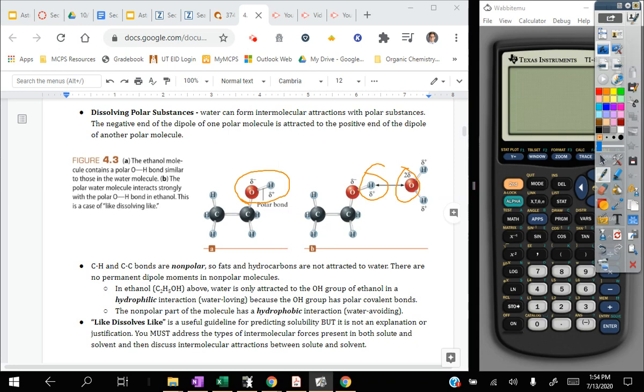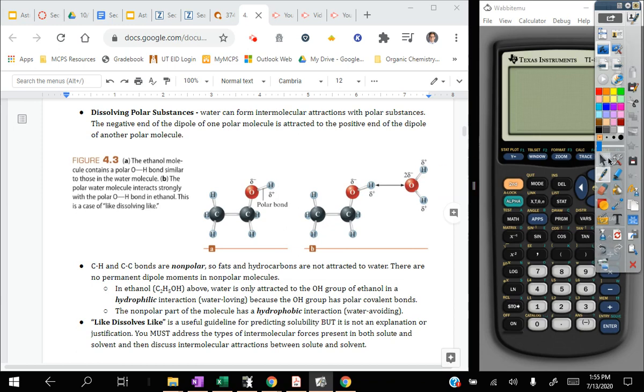You'll notice that CH and CC do not have any partial charges on them because these are non-polar bonds. They do not have a large electronegativity difference between them. Therefore, there are no permanent dipoles. Since these bonds are nonpolar, fats and hydrocarbons are not attracted to water. There are two terms we can use to describe what is happening when ethanol dissolves in water. You have the OH portion, which is hydrophilic, which means water-loving, and you have the CC and CH portions of the molecule, which are hydrophobic, water avoiding.